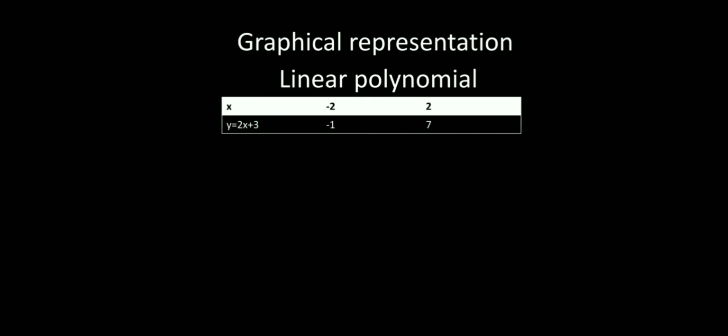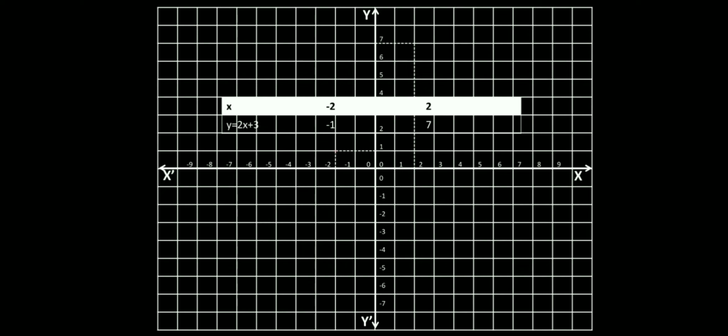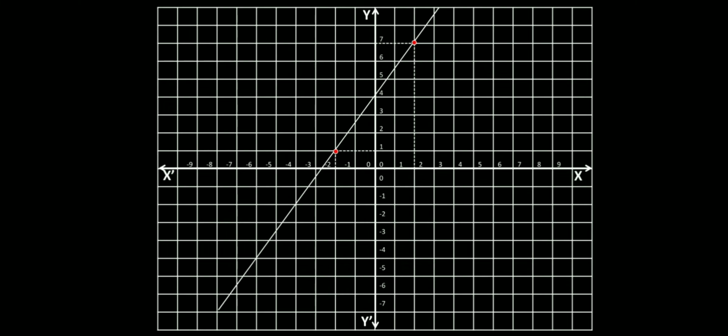So let us go to the graph. We will plot the 2 points, minus 2 comma minus 1 and 2 comma 7, on the graph. As you can see, this is minus 2 comma minus 1, the red dot, and the second red dot above is my 2 comma 7, and you got the straight line which depicts the linear polynomial.